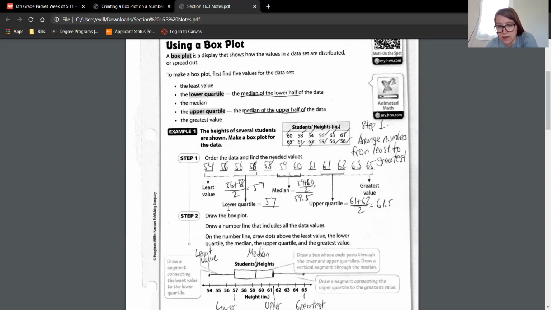56 plus 58 is 114. 114 divided by 2 is 57. So your lower quartile is 57.